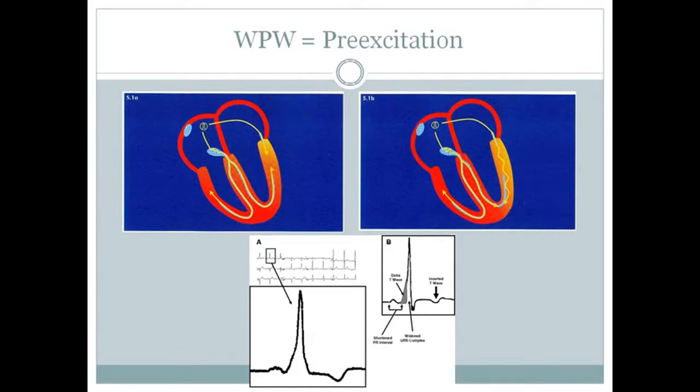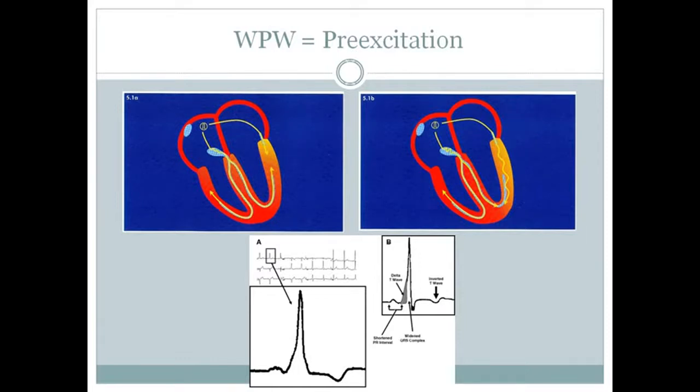So what happens is this impulse that comes from the atrium, a sinus beat, goes through the AV node and down the conduction system, but also competes and goes through the accessory pathway. And part of the myocardium is already depolarized by the time the normal impulse arrives. It can be a little bit or it can be quite a bit. The more pre-excitation we have, the more evident it looks in the EKG. And that's the classic delta wave.